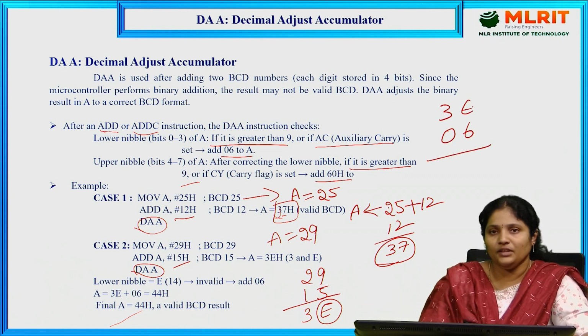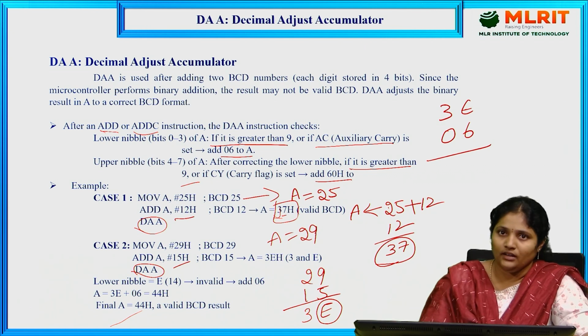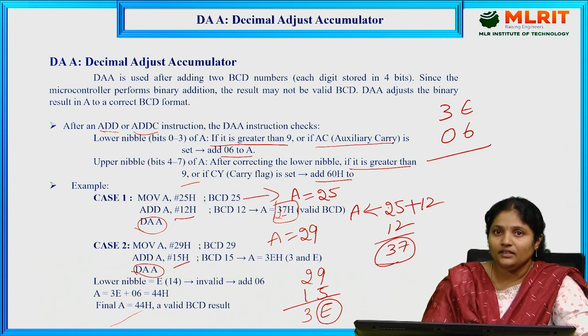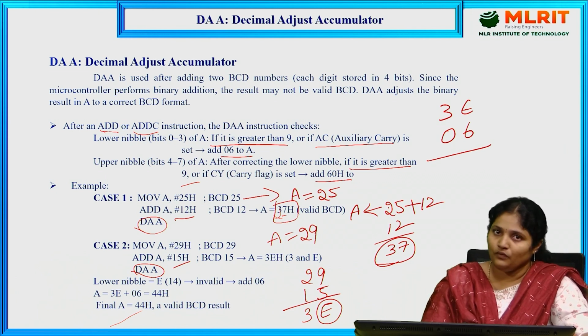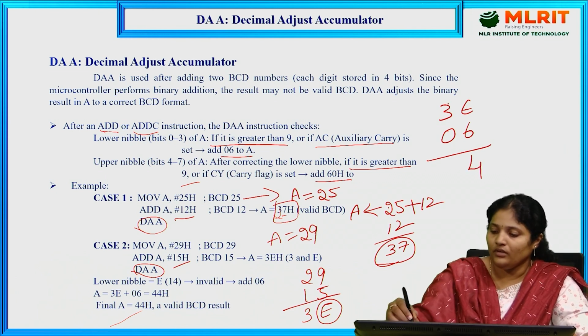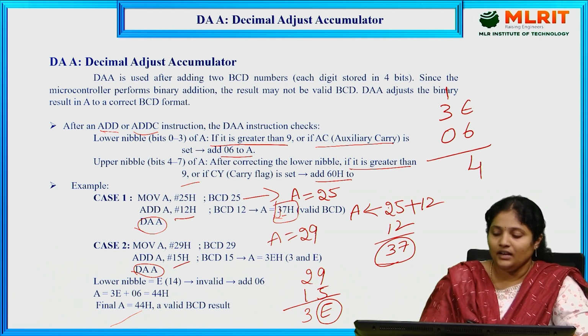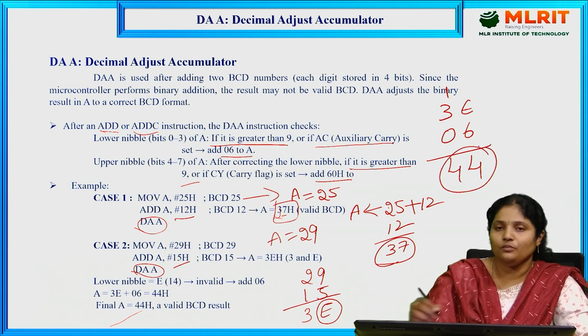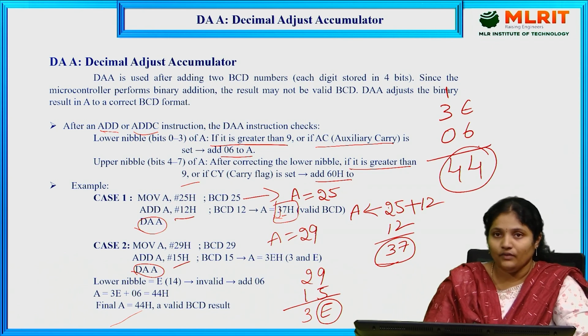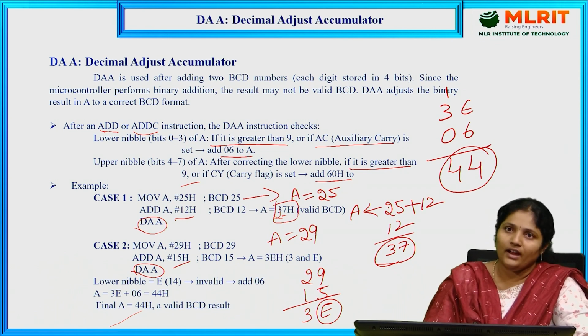So what will be the result? 14 plus 6, 20. Usually it is 20, but how will we represent 20 in the hexadecimal number system? Yes, 14, right? So here 4 and the carry, right? Now 3 plus 1, 4. So what is the output? 4. We got the auxiliary carry, but we have already added 06.